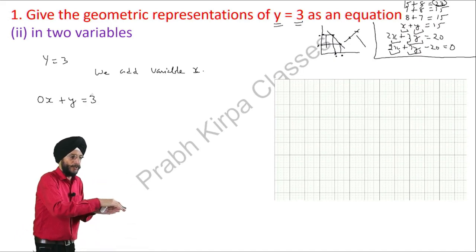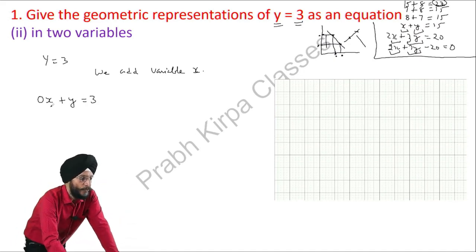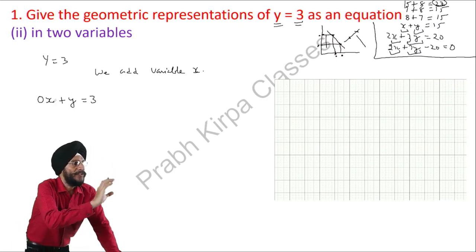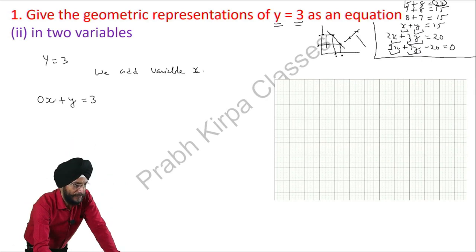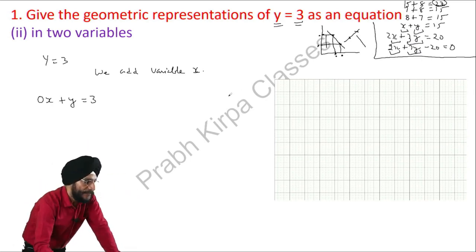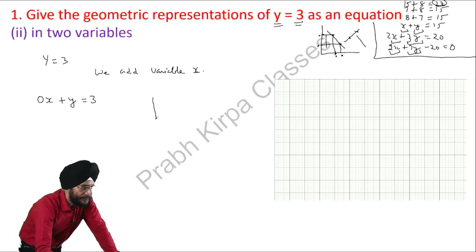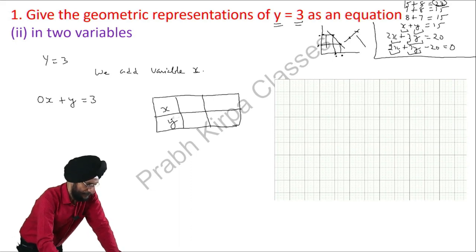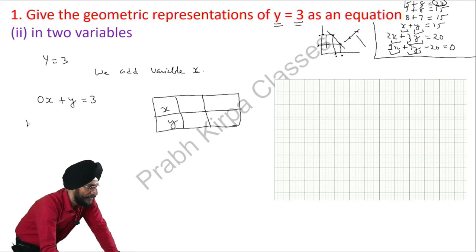Now we come to the main question. In this case, we have to find at least two solutions of x and y so that we can form the graph. I hope you have understood the basic points so that you can form a graph. So here we will draw a table. Here we write x, here we write y. First of all, let x is equal to 0.